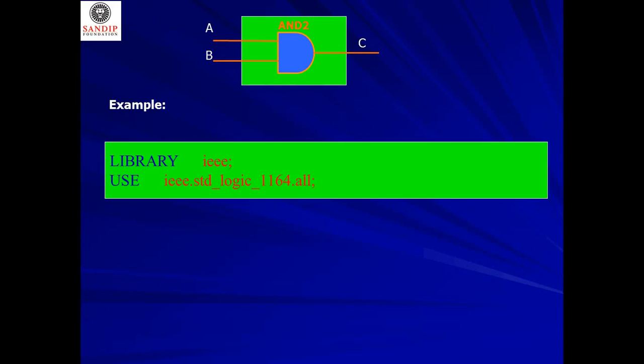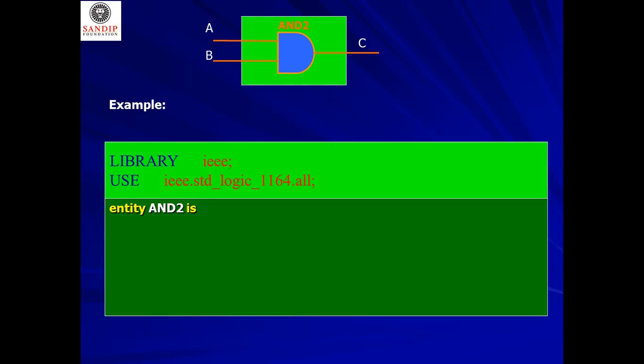Let's see an example of how to declare the ports. In this example, we have considered the 2 input AND gate. The 2 input AND gate has 2 inputs A and B and output C. Let's write the VHDL code including library and entity. Library IEEE, use IEEE.std_logic_1164.all. These 2 lines are required for every program while writing the code.